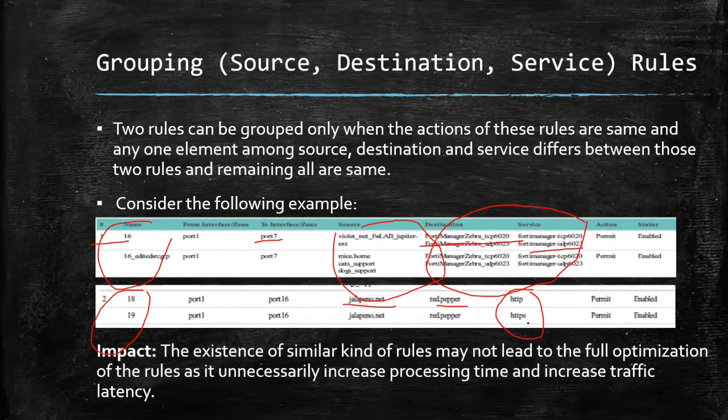We can club such kinds of rules, and this is known as grouping, in which multiple rules can be clubbed into one rather than creating a separate rule for each and every object. Otherwise, these rules do not lead to powerful optimization, and basically they can just create latency and firewall optimization issues.